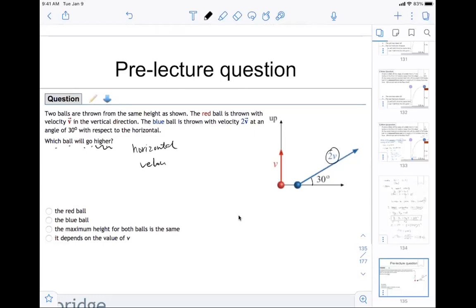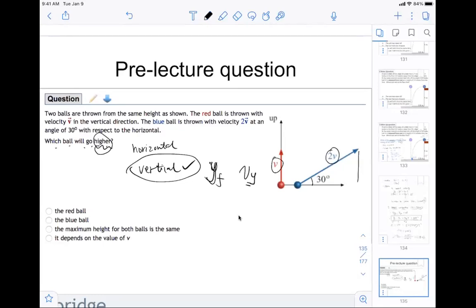Which direction is involved in terms of the height? Vertical. So you're really asking about the final position in Y. That is going to be solely determined by your velocity in the Y direction, because if you shot up higher, faster, then you're going to go up higher. So this one is shot with V directly upward.